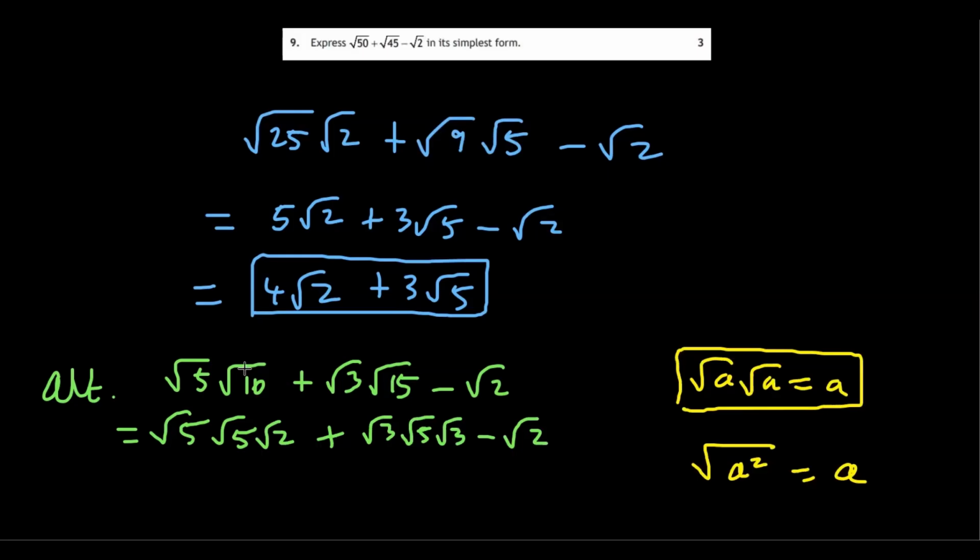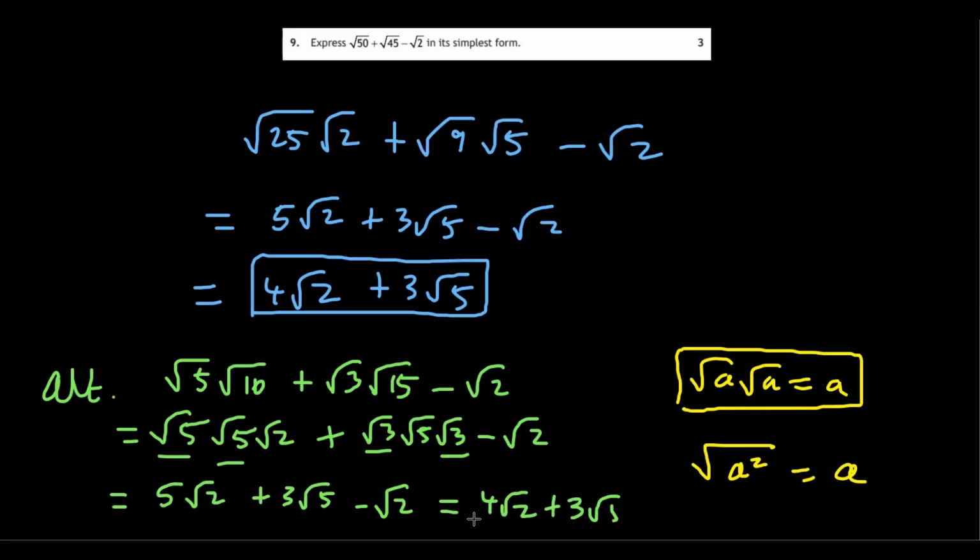So we can essentially just combine these two terms together. So this becomes 5, and this becomes 3. And you get the same answer as before. So we just combine the 5 root 2 and the root 2, so 4 root 2 plus 3 root 5.